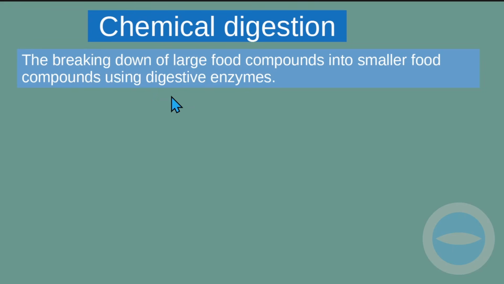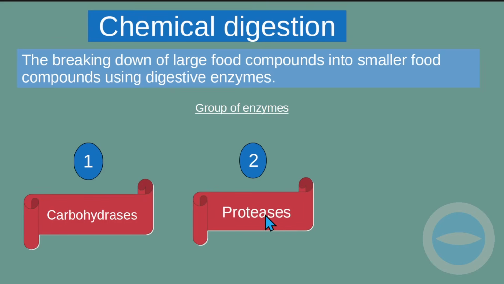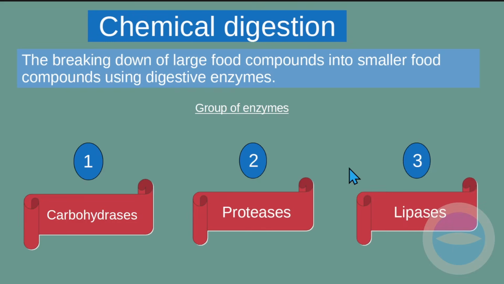So we must know this type of enzymes. We call them group enzymes. The enzyme number one is carbohydrase, and then proteases, and then lipases. So these are the enzymes that I will be discussing in a moment.